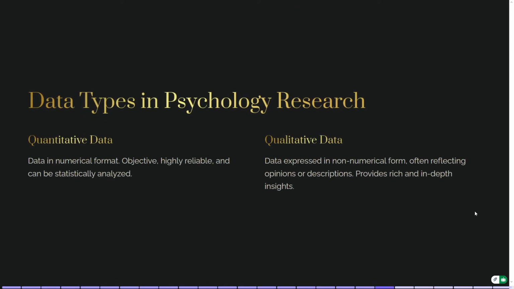All right, now data types in psychology research. So quantitative data and qualitative data, I mentioned that earlier. Quantitative data is in numerical format, objective and highly reliable. It's not possible to lie around this, right? For example, if you do a multiple choice test and you score 50 today, if I mark it tomorrow, it will still be 50. If I mark it another time, it will still be 50. So 50 is 50. You can't be biased around it. What you got is what you got.